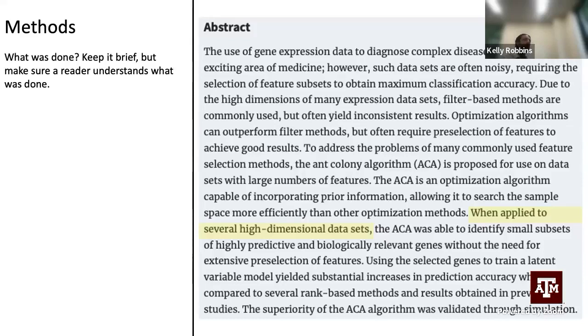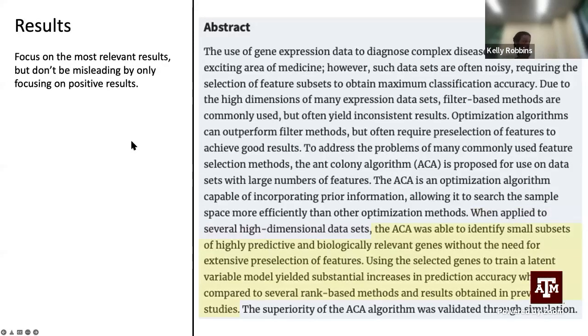There's no way that anyone reading this abstract is going to have any real sense of what I actually did. Like, what was I running the ant colony algorithm on? What was I comparing it to? What type of data was I using? What do I mean by high-dimensional, right? So yeah, this is not good, not good. All right, so let's move on.